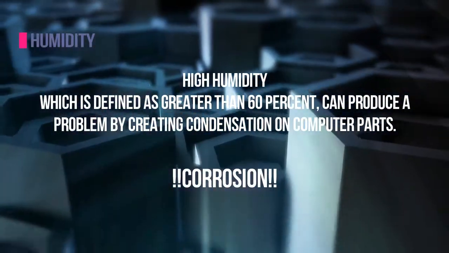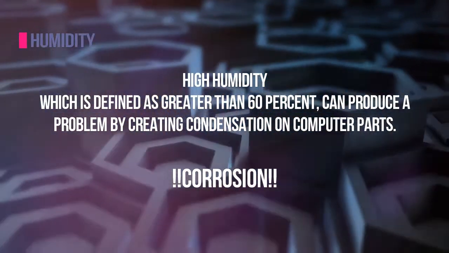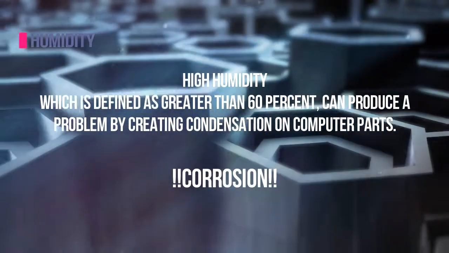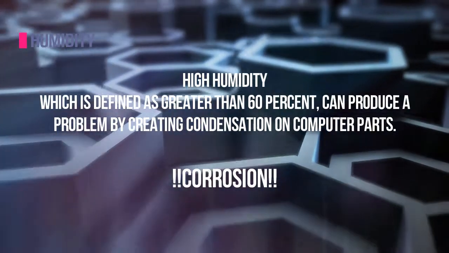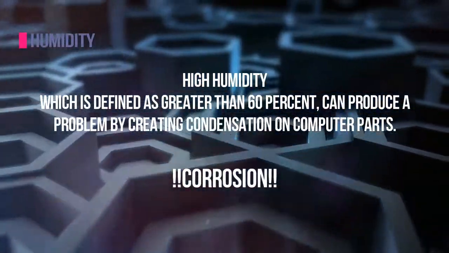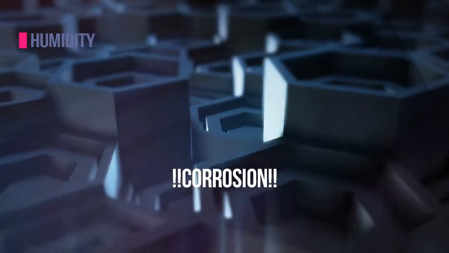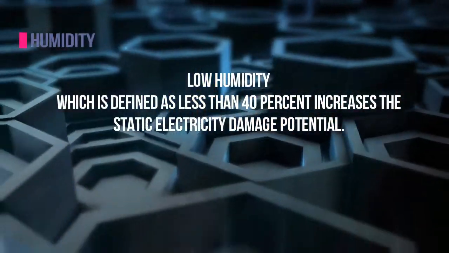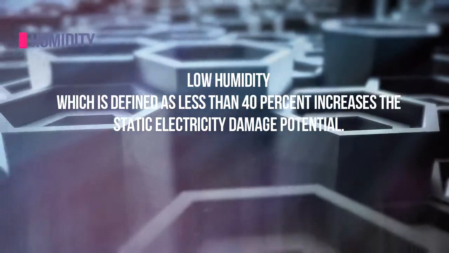A process similar to electroplating occurs, causing the silver particles to migrate from the connectors onto the copper circuits, thus impeding the electrical efficiency of the components. Corrosion actually messes with a lot of factors that make a component what it is and how usable it can be. And low humidity of less than 40% increases the static electricity damage potential.